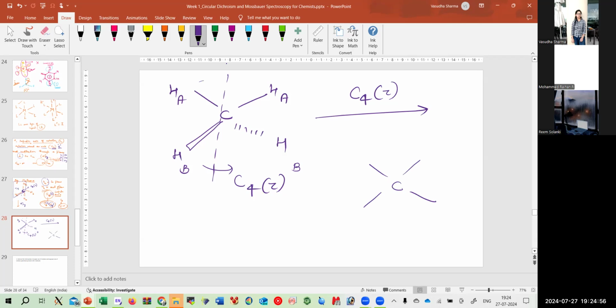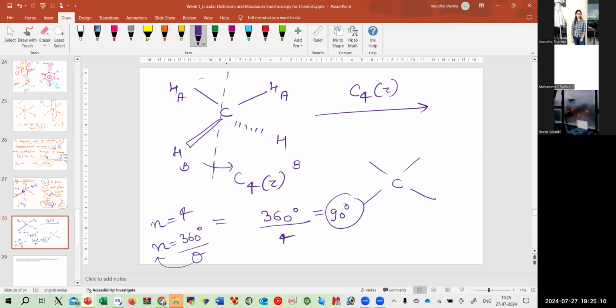So this C4 is nothing but 360 degrees divided by 4, which is a 90-degree rotation, right? I am saying n equals 4, and we know n equals 360 by theta. So theta goes here, n goes down, it gives you a rotation of 90 degrees. When you have an HA in plane, when you give a 90-degree rotation, it becomes out of plane, right? So now this HA would be here, above the plane, and the other HA would go below the plane. Since this was out of the plane, after 90-degree rotation, they come onto the plane.